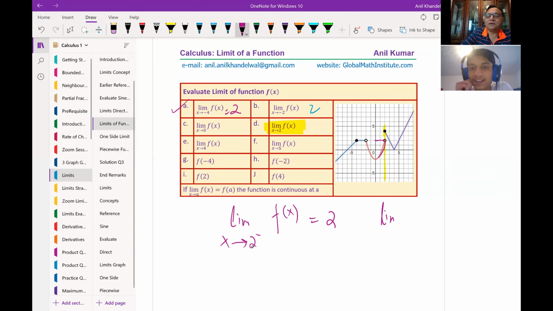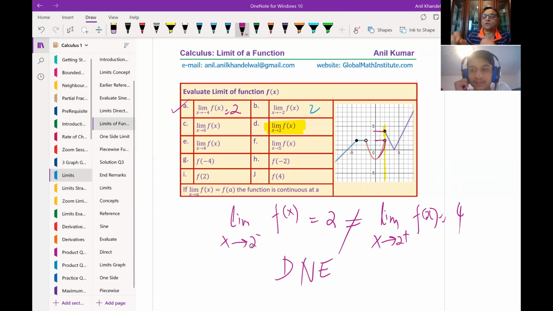Okay, above it from the right side. So what is the limit when x approaches 2 from the right-hand side for the given function? In this case, you are approaching this value, which is 4. Do you see that? Now these two values are not equal. Since they are not equal, the limit does not exist. You understand now? So from the graph, we see that the limit does not exist.